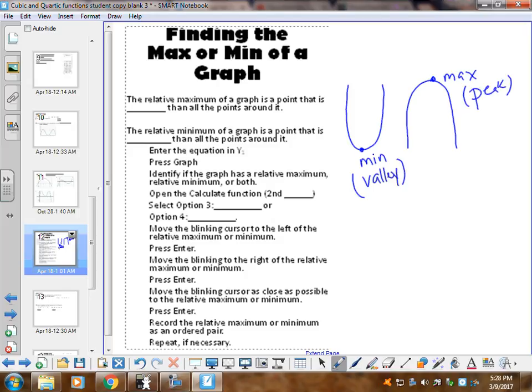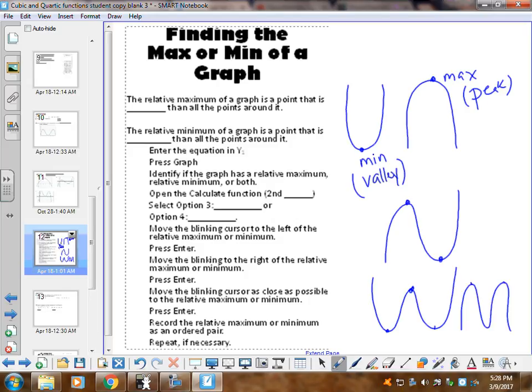So the lowest point is the minimum in the valley. The highest point of the peak is your max. So remembering those two things will help you with your max and min. When we have a cubic, we can have a max and a minimum. And when we have a quartic, we can have a minimum and a max and two minimums, or we can have two maximums and one minimum. So minimum and maximum is what we're talking about on our graphs.